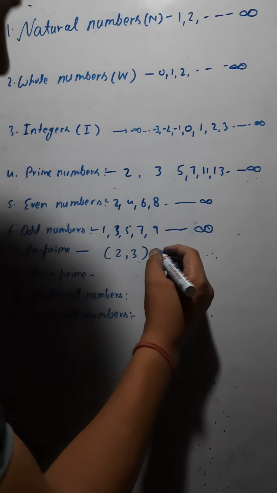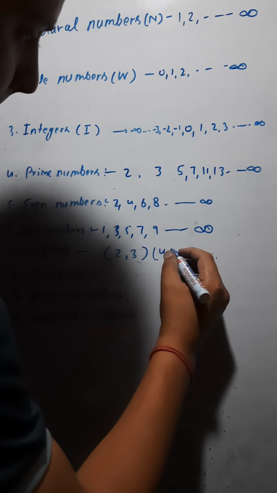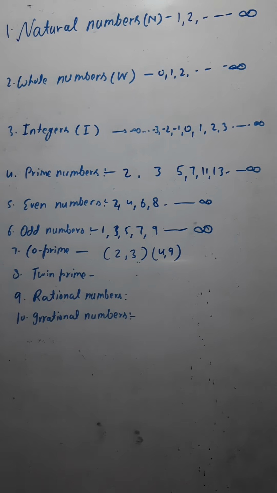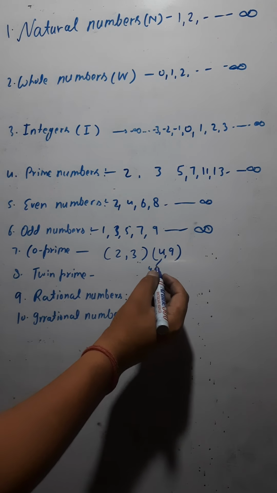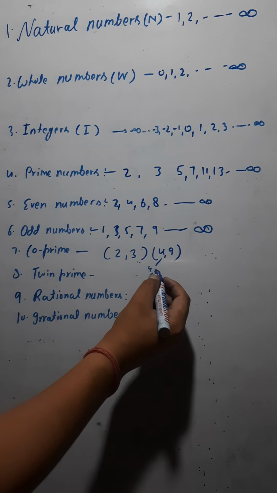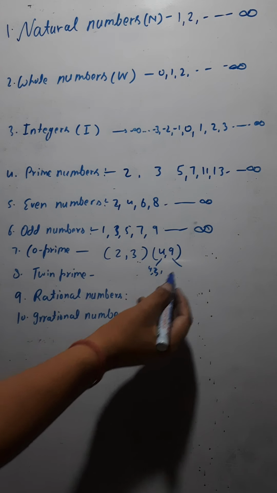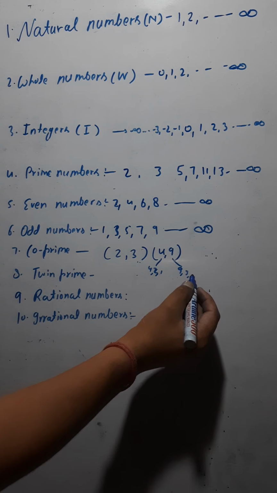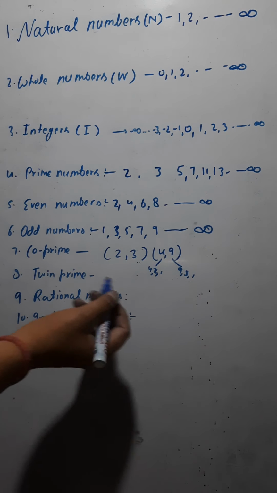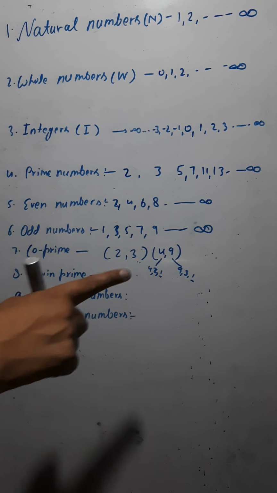Next one. Like if you see 4 and 9. Now if you see the factors of 4, 4 is divisible by 4, 4 is divisible by 2 and 4 is divisible by 1 also. Now if you see the factors of 9, 9 is divisible by 9, 9 is divisible by 3 and 9 is divisible by 1. So what is the common factor between these two? Yes, here also 1. So 1 should be the only common factor.